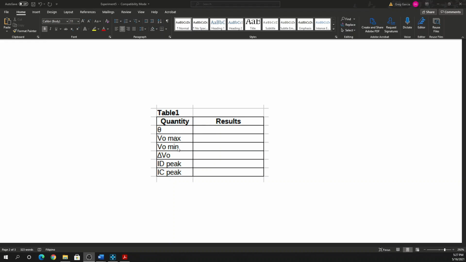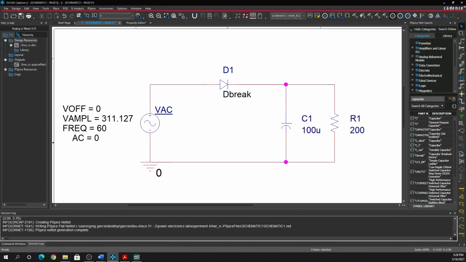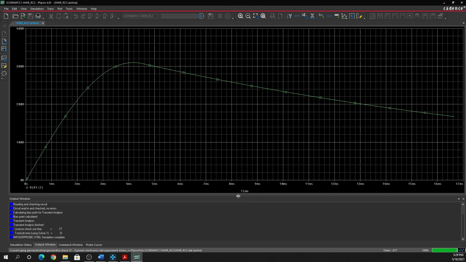For table number 1, we are to obtain these values: the angle, the maximum output voltage, the minimum output voltage, average output voltage, the peak diode current, and the peak capacitor current. Now let's run Pspice. Let's also put a voltage probe here in the load resistor, and let's run Pspice. So this is the output voltage waveform.